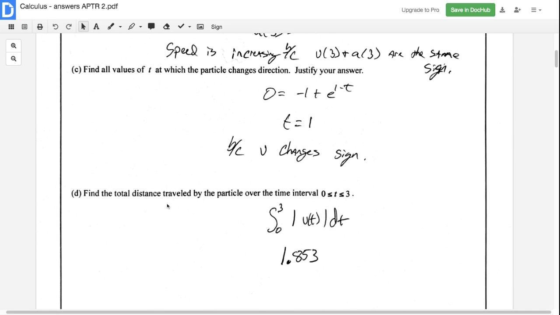Find the total distance traveled by the particle over the time interval. Whenever you see total distance, that means we have to integrate the absolute value of velocity. If it said displacement, then it's just velocity. But if it's total distance, we want the absolute value of velocity. So we're going to integrate that from 0 to 3. My calculator could do that for me. All I have to do is punch this in. Again, instead of v of t, you can press the variable button, put f1 of x in here, press enter. It's going to give me 1.853.